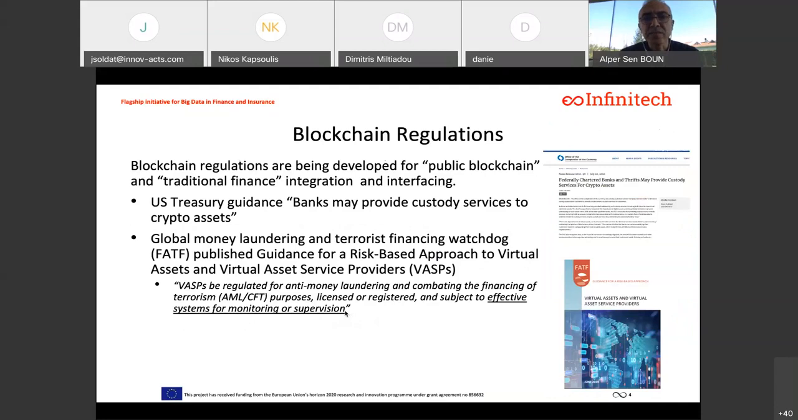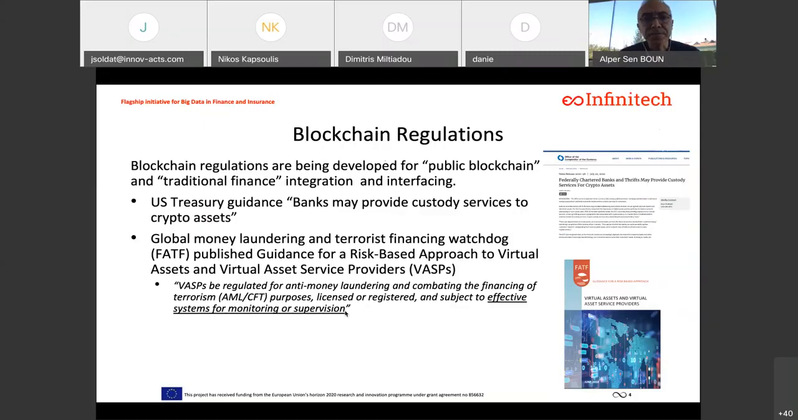Since we have a lot of interest in blockchain, several regulations are being rolled out, because public blockchain is interfacing with our traditional finance system. So we need some regulations, but these regulations are pretty new and they just started, so we need even more. One of the regulations rolled out by the US Treasury was that banks can now provide custody service for crypto assets. So you have banks that can be the service provider for stable coins, for example.